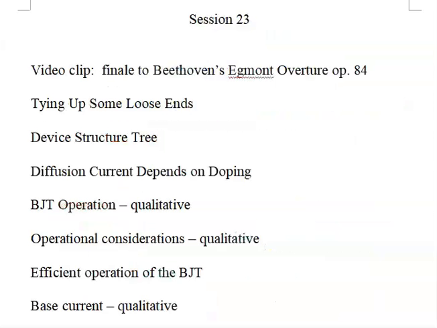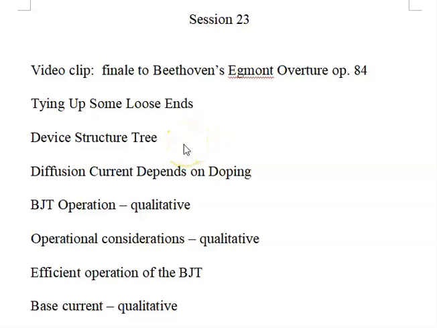Okay, so these are some of the topics we'll be covering in today's session. We'll be covering up some loose ends, specifically on the PIN diode, and then some ideas on how to tell whether something is in forward bias or reverse bias, because that's really important. We'll be going between forward bias and reverse bias, back and forth in the bipolar junction transistor.